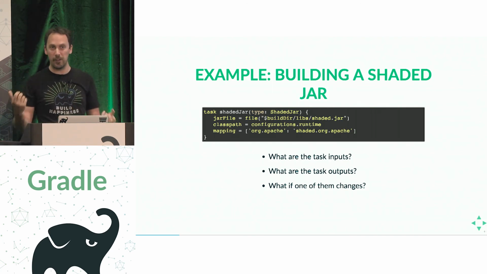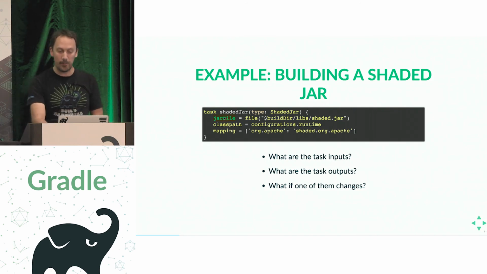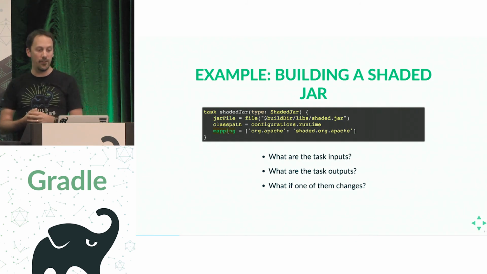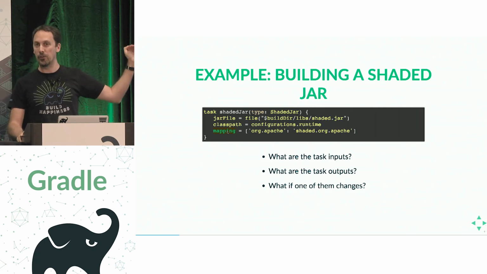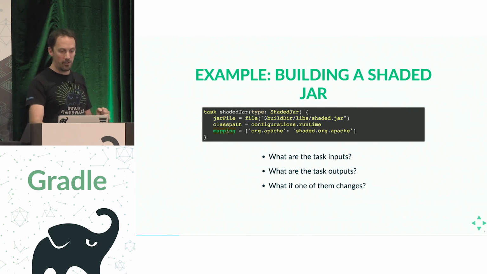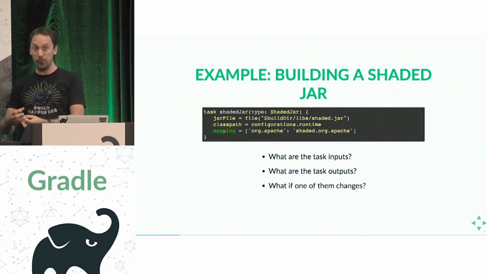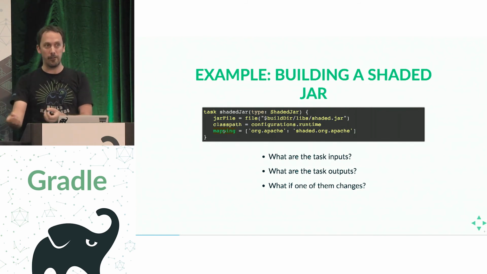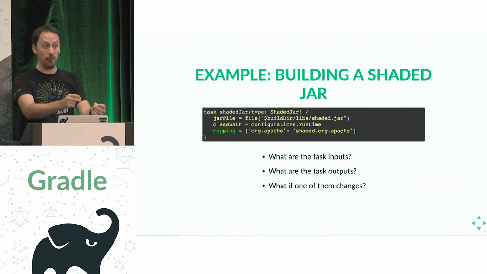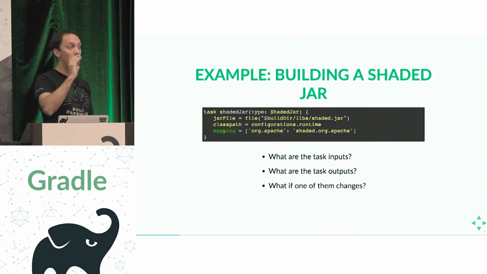So this is how you would configure that task. You create a shaded jar, it has a jar file, a class path, and a mapping. And you, as the developer of that task, know precisely what the inputs and outputs of that task are. You know that the jar file is an output, and you know that the class path and mapping are inputs of that task. So if you, as a build author, as a plugin developer, know that this is an input and this is an output, then you should tell Gradle, this is an output, this is an input. Because if you don't, your task is not incremental, so it's going to re-execute every time.